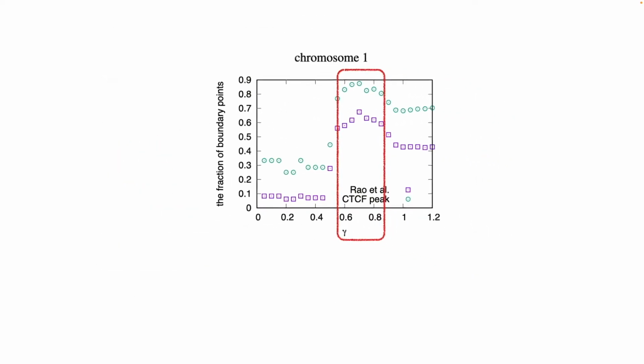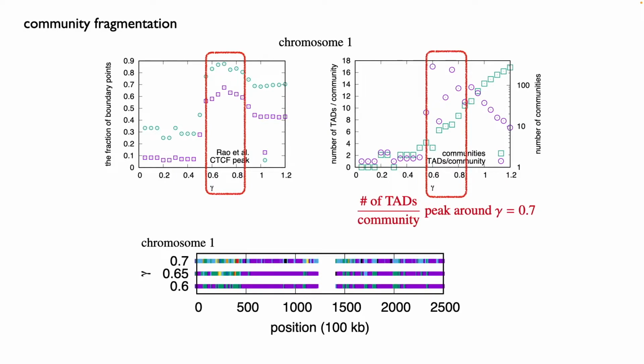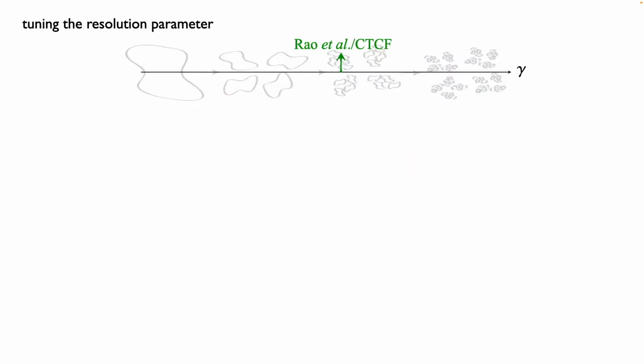Therefore, if we adjust the resolution parameter properly, we can recover the TADs with the property of the CTCF enrichment. And as you can see here, the number of non-contiguous pieces of the community per community has a peak around this gamma value close to 0.7 again. So we suggest the TADs are the most fragmented communities, as you can see from the fragmented color here at gamma equal to 0.7. So we successfully recovered the TAD structure at this particular range of gamma.